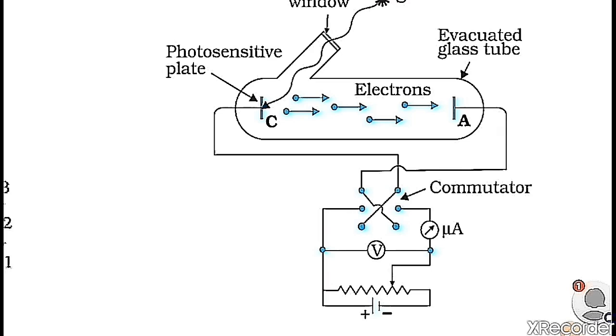Now, for a particular frequency of the incident radiation, the minimum negative potential V naught given to the plate A for which the photocurrent stops or becomes zero is called the cutoff or stopping potential. The interpretation of this observation in terms of the photoelectrons is straightforward.